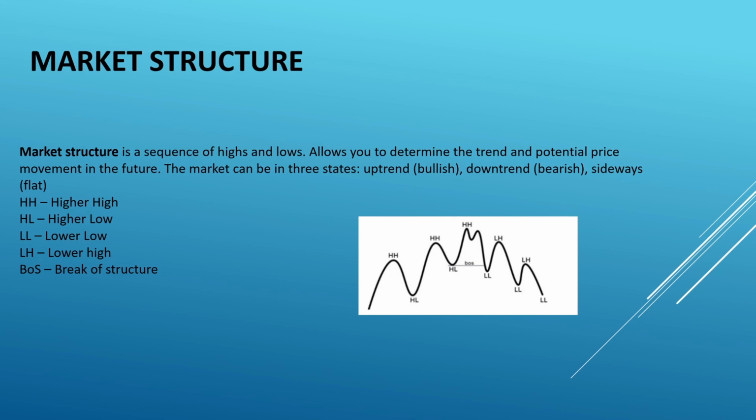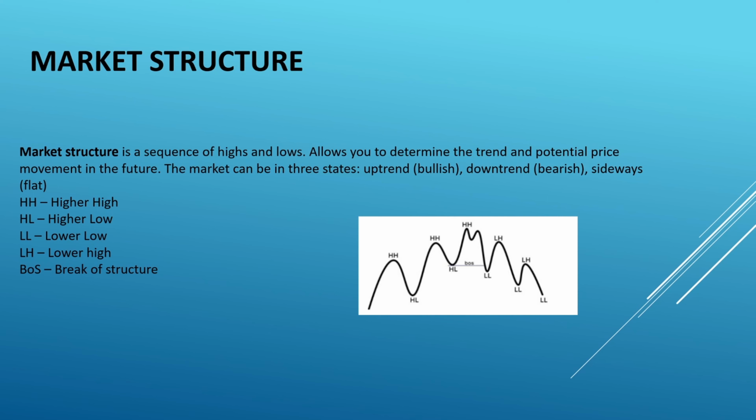Okay, let's talk about market structure. Market structure is a sequence of highs and lows that allows you to determine the trend and potential price movement in the future. The market can be in 3 states: uptrend, which is bullish, downtrend, which is bearish, and sideways, flat. I want to tell you one thing: a flat market stays for 80% of the time. So it's very important to understand how to trade the flat stage. I'm going to talk about it in our range video. Let's get back to this topic.